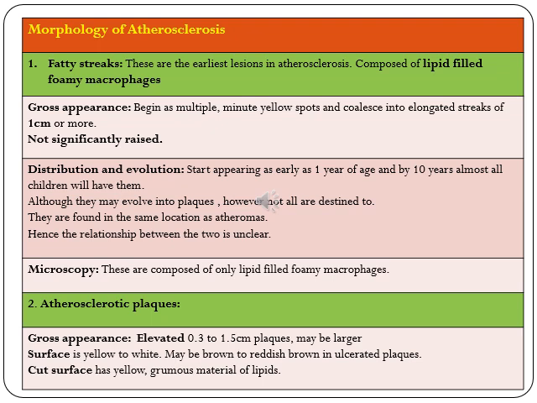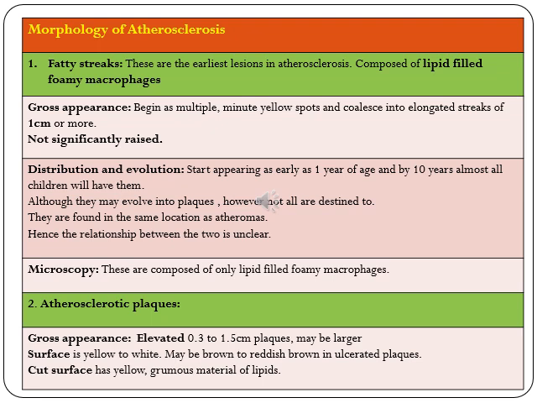Starting with the gross appearance of fatty streaks, these lesions appear as multiple minute yellow spots on the intima of blood vessels, and as they advance they coalesce into elongated streaks of 1 centimeter or more. What makes these lesions different from atherosclerotic plaques is that they are not significantly raised, whereas atherosclerotic plaques are significantly raised and protrude into the vessel lumen.